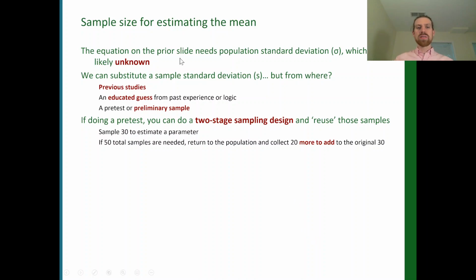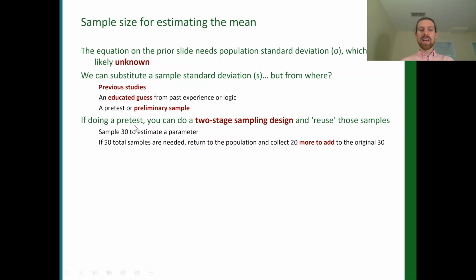So, sample sizes for estimating a mean. The equation on the prior slide needs the population standard deviation, which unfortunately we probably don't have. So we have to substitute in the sample standard deviation instead. We can take this from previous studies, make an educated guess from experience or logic, or take a preliminary sample, which is probably the best and most likely approach if we're going to go out and carry out a sample exercise.